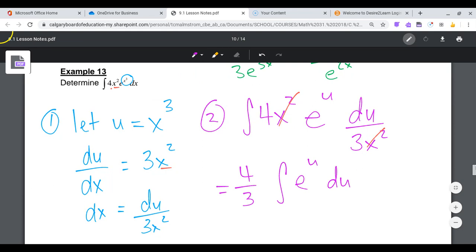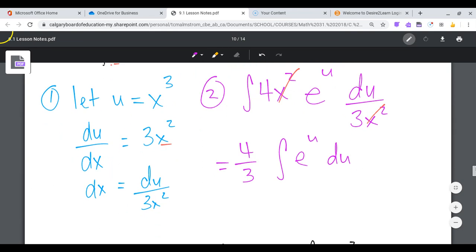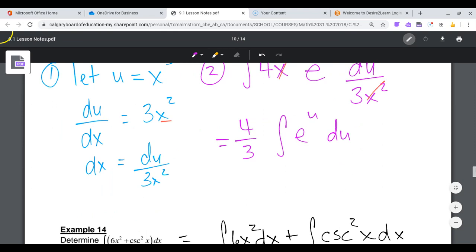And the antiderivative of e to the u is e to the u. It's very easy, the e guy. So this would just be 4/3 e to the power of u plus c. But of course, we then need to substitute in who was u to start with. So this would be 4/3 e to the power of x cubed plus c. And there. So there were a couple of examples for exponential functions.